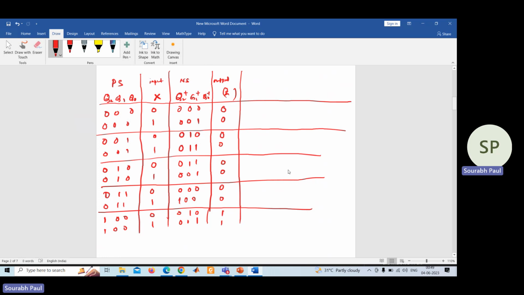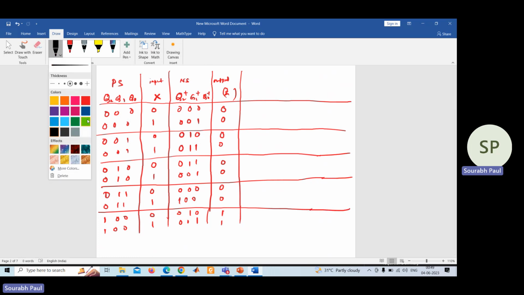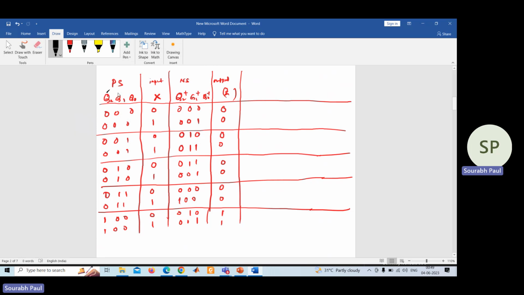Okay, now suppose we are using JK flip-flop to implement this circuit. So how many JK flip-flops will be required? Definitely, it should be 3 JK flip-flops. Why? Because 3 bits are there, and each flip-flop can store 1 bit. So to store 3 bits, you need 3 flip-flops. So what are the flip-flops? J2, K2 are the inputs of JK flip-flop number 2. Then we have J1, K1 for JK flip-flop number 1. Then we have J0, K0 for JK flip-flop number 0.